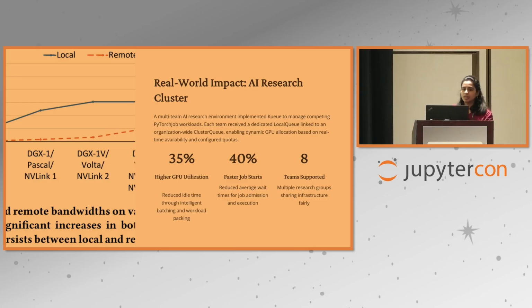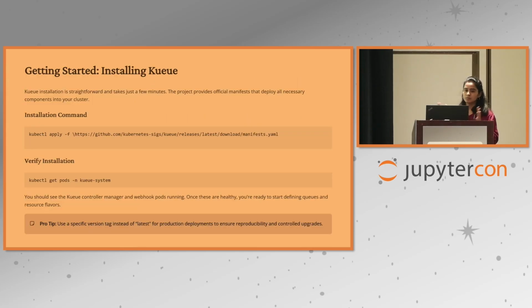I wanted to talk about numbers, like how it is helping our companies. If you see, there is a 35% increase in GPU utilization. Many companies like Microsoft and NVIDIA are already using Kueue and the KS scheduler on a regular basis in order to optimize their GPU utilization. And there are 40% faster job starts. Average wait time has been reduced by 40%, and it can also support multiple teams and multiple research groups at the same time, and it will not take a lot of extra space.